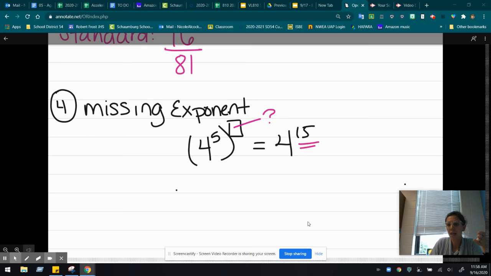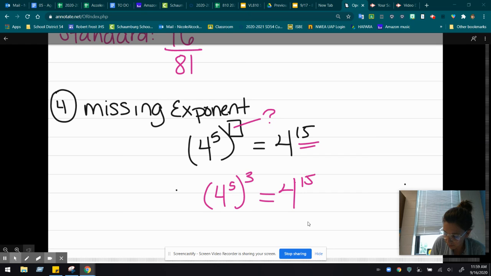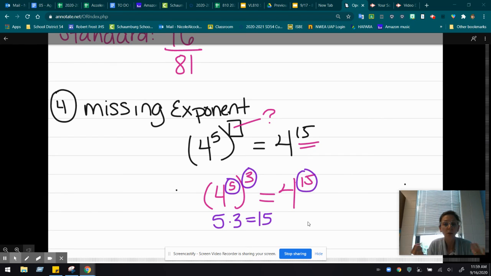5 times 2 is 10. 5 times 3 is 15. So I think if I do 4 to the 5th to the 3rd, that should equal 4 to the 15th. Let's just double check using our rules. Yeah, 5 times 3 does equal 15. So to fill in that missing blank, 3 is the missing exponent.